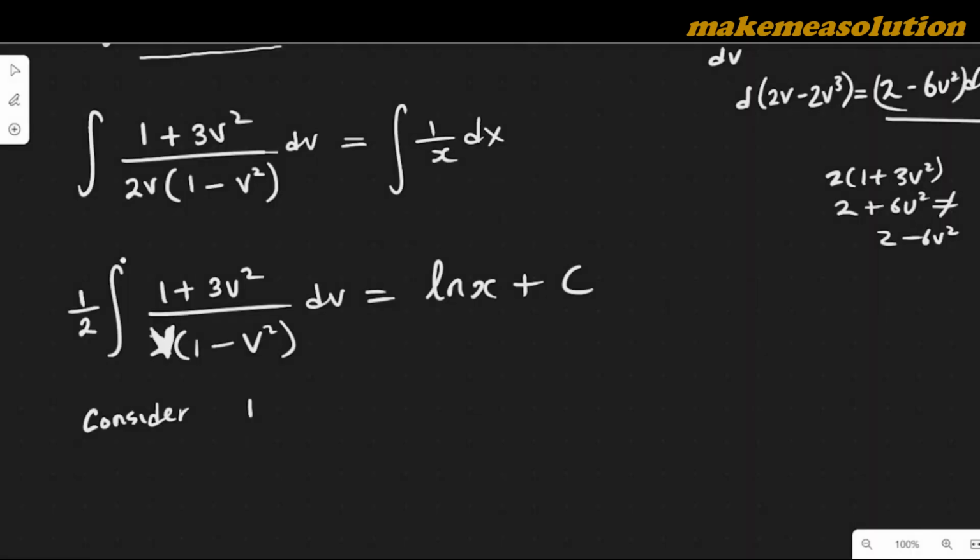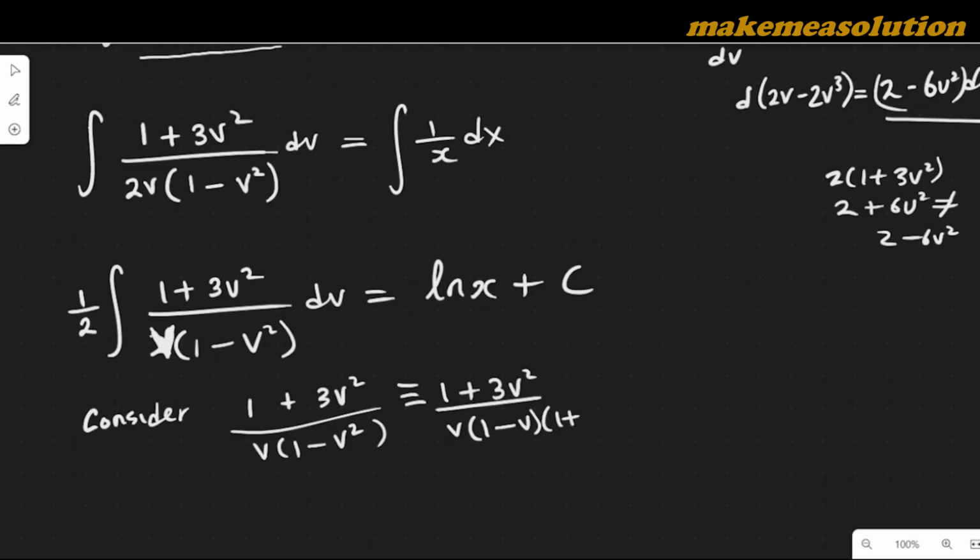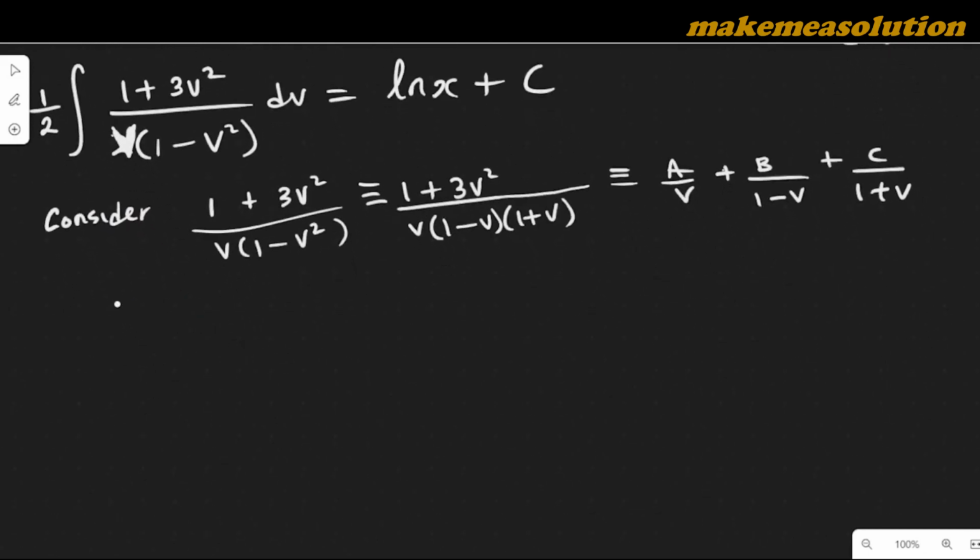Now consider the partial fraction (1 plus 3v squared) all over v times (1 minus v squared). Okay, and this is still the same thing as (1 plus 3v squared) over v times (1 minus v)(1 plus v). I hope you still remember difference of two squares, and this is A over v plus B over (1 minus v) plus C over (1 plus v). So we're going to use the cover-up method.